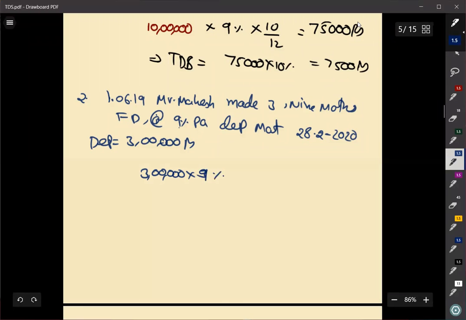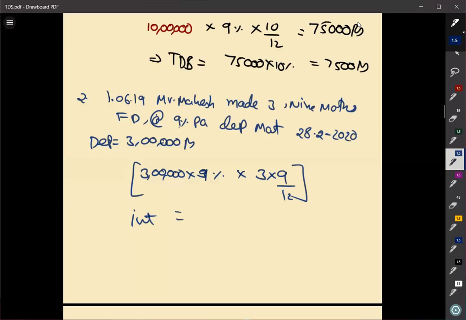3 9 months. So what I will do? First of all, I will consider it as 9%. 3 9 months. That means what? 3 into 9 by 12. That's it. 3 9 months means 3 into 9 by 12. If I do this, I'll be getting the amount of interest. If the amount of interest is less than 40,000, nothing is to be deducted. But if the amount is more than 40,000, assuming Mahesh is not a senior citizen, TDS is supposed to be deducted. What is the value there?